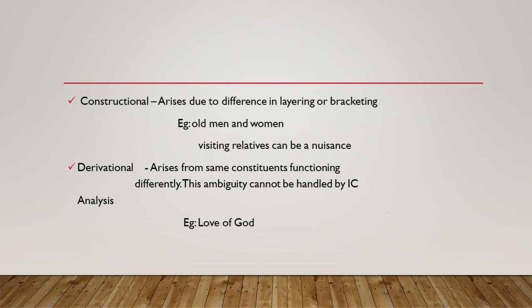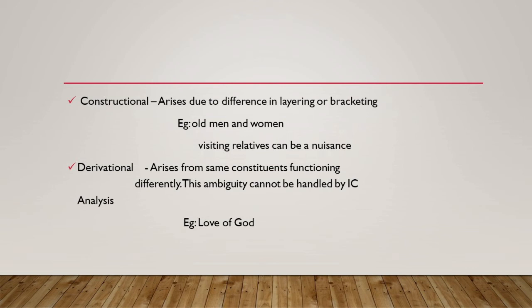The next one is what is known as the derivational ambiguity. This arises because the same constituents function differently, and this ambiguity cannot be handled by means of IC analysis. For example, love of God. Here, God can stand for the subject and it means God's love for someone, or love of God can also mean someone's love for God, where someone is the subject.